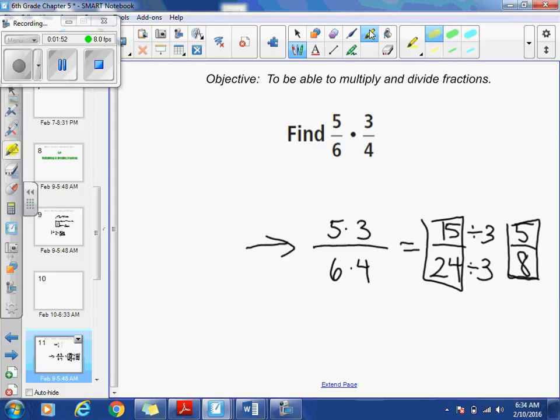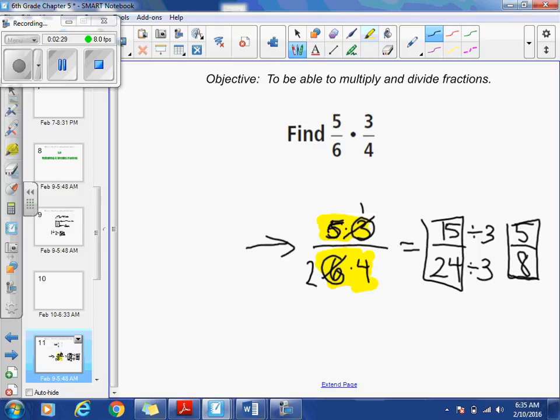Okay, so when we go back to our original problem where we're multiplying the numerators together and multiplying the denominators together, you can simplify any of the numerators with any of the denominators. So I look and I see that, hey, 3 and 6 have a common factor. 3 goes into both of those numbers. So how many times does 3 go into 3? Once. How many times does 3 go into 6? Twice. All right. I can't simplify this 5 anymore. It doesn't have a common factor with anything on the bottom.